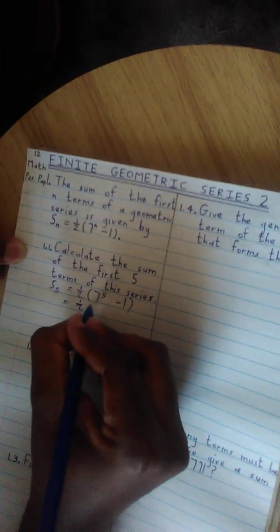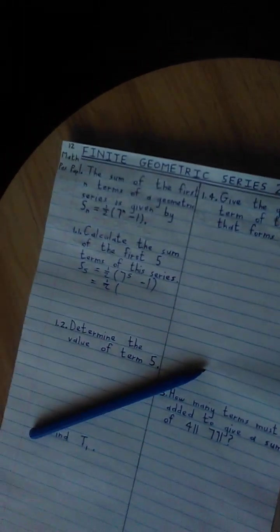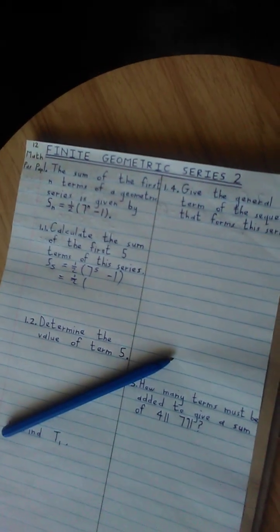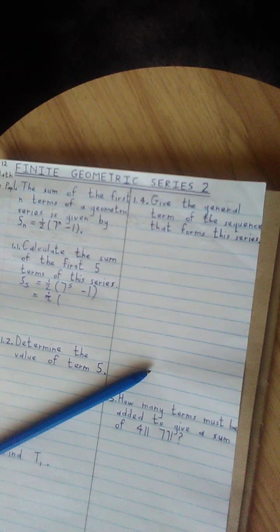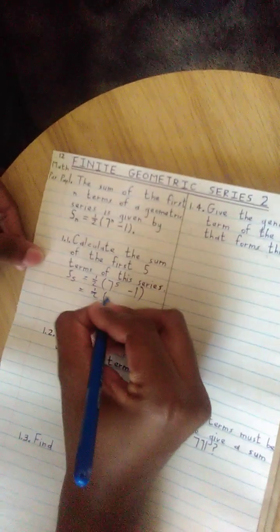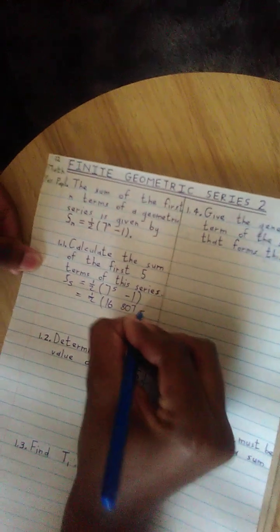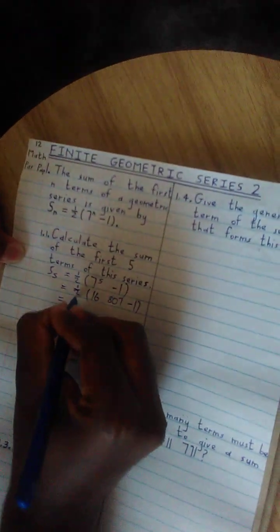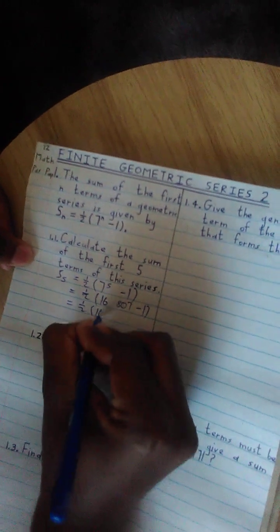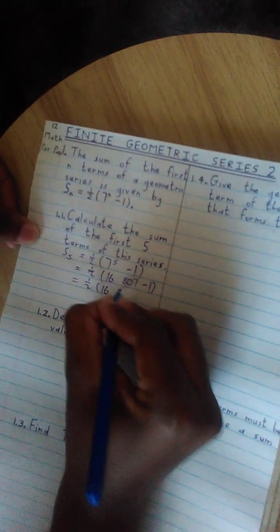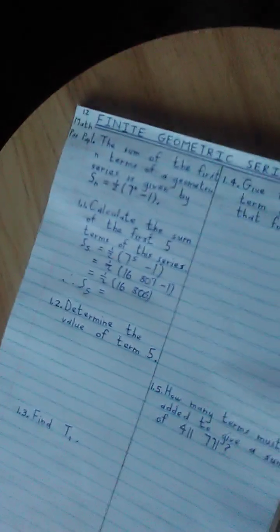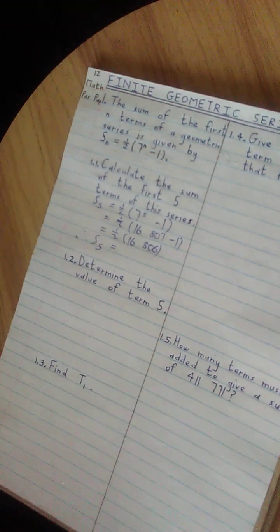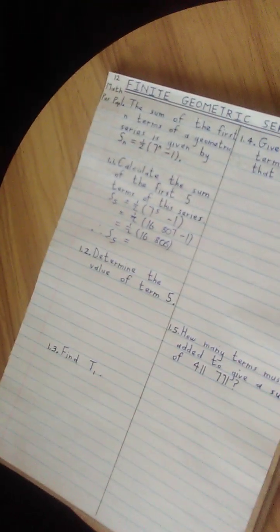Okay, let's just... $16,807. So S5, we get 7,203. Sorry, 8,403 rather.